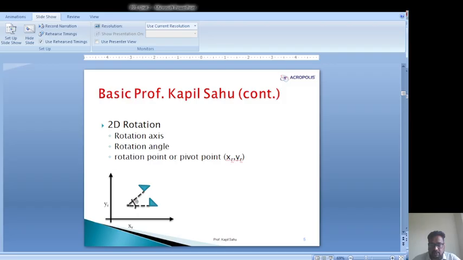We can divide this rotation into two types. First one is the rotation about origin, whenever we want to fix the origin as one of the points of the object. And second one is the pivot point. Pivot point means whenever the object has a fixed point other than the origin. So here we are representing the pivot point by xr and yr.